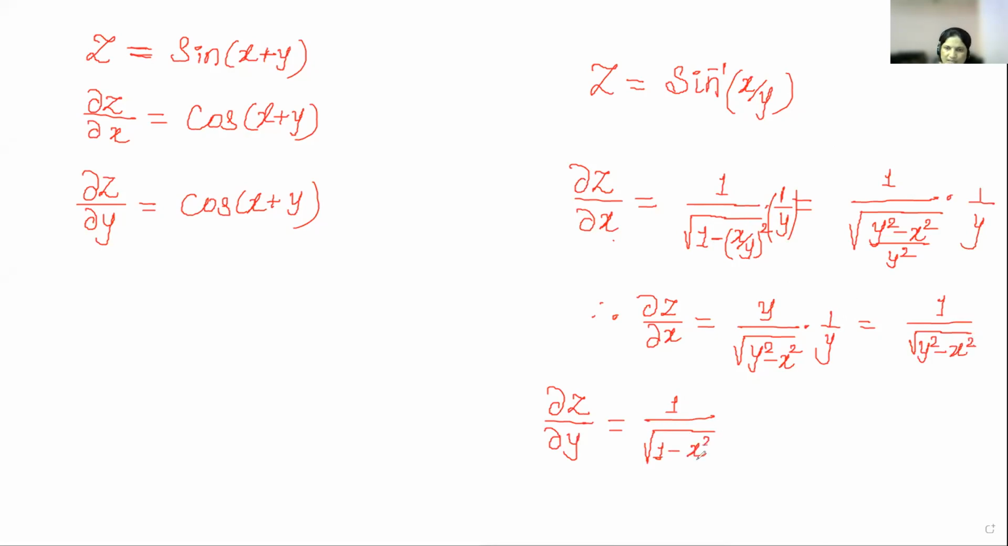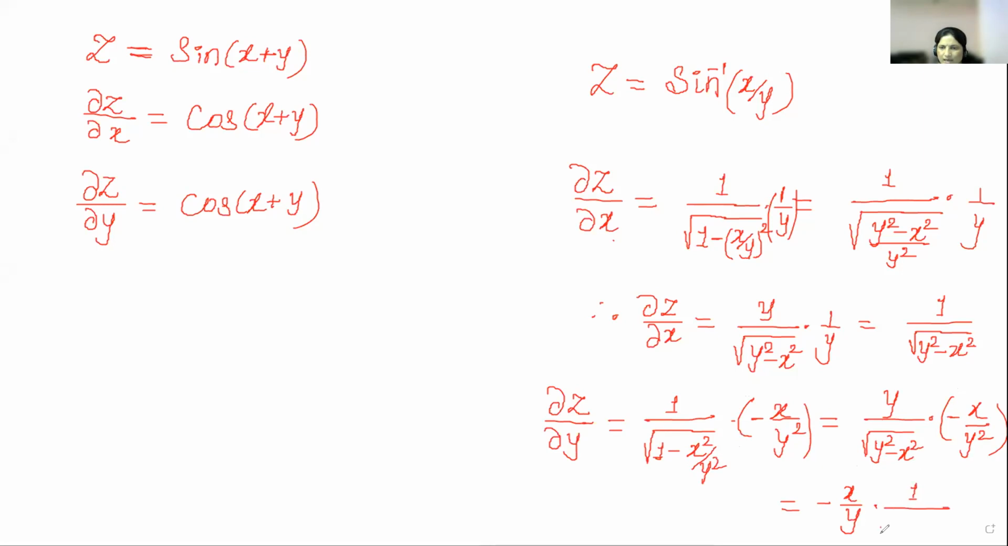So here again, 1 upon square root of 1 minus x square by y square into derivative of x upon y with respect to y. It is minus x upon y square, which is equal to y divided by square root of y square minus x square into minus x upon y square. So 1 y will cancel. So minus x upon y into 1 divided by square root of y square minus x square. This will be the correct answer. Is it correct? Yes.